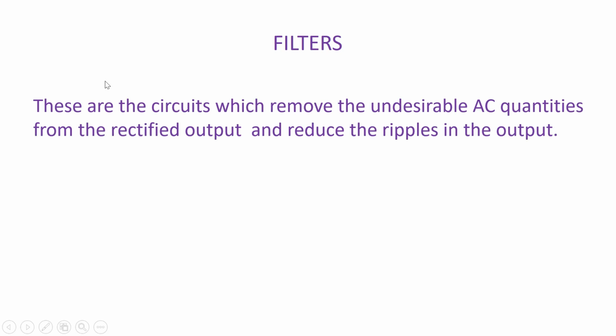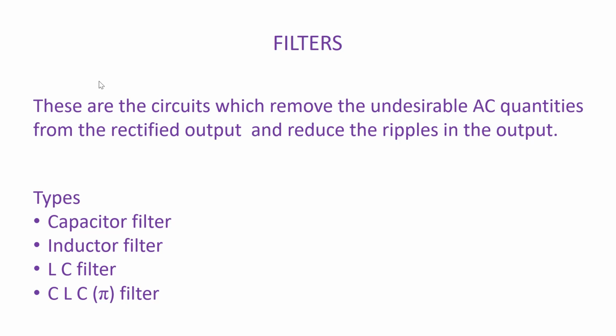Hello and welcome to the short summary of filters and regulators used in the DC power supplies. Filters are basically those circuits which are used to remove the undesirable AC quantities from the rectified output and reduce the ripples in the output voltage and current waveforms.